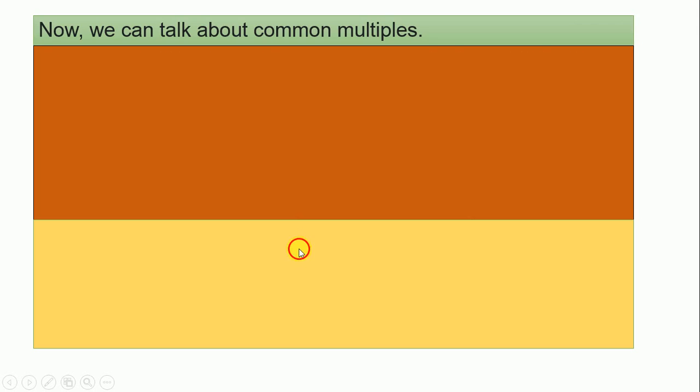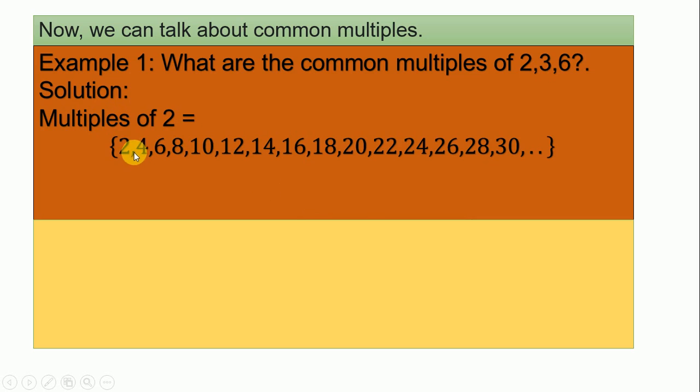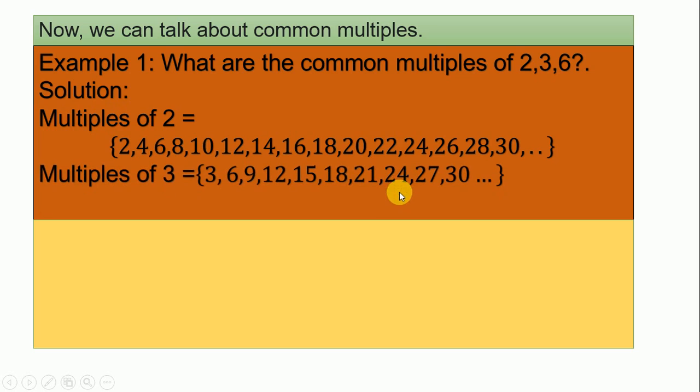Now we can talk about common multiples. In this first example, what are the common multiples of 2, 3, 6? How do you get the common multiples of 2? Like we explained in the previous video, that will be 2 times 1, 2, 2 times 2, 4, and so it goes on and on. We stopped at this. We also do the same thing for multiples of 3. That's 3, 6, 9, 12, 15, 18, 21, 24, 27, 30. We also did the same thing for the multiples of 6. We have 6, 12, 18, 24, and 30.